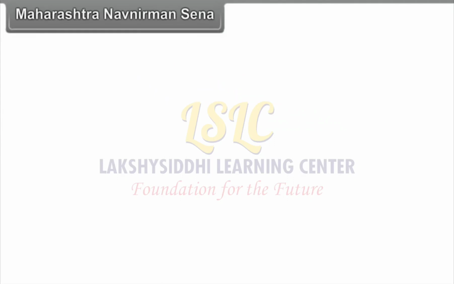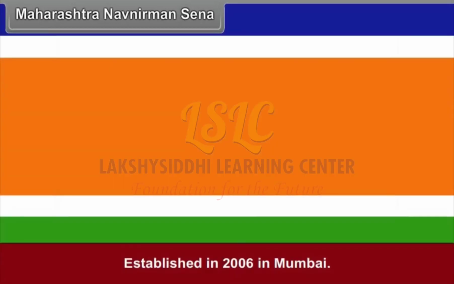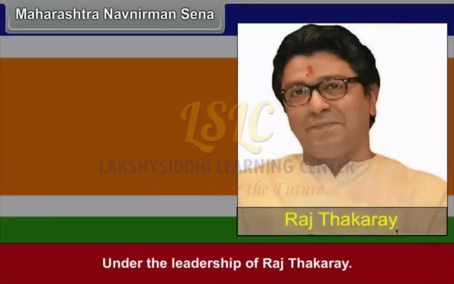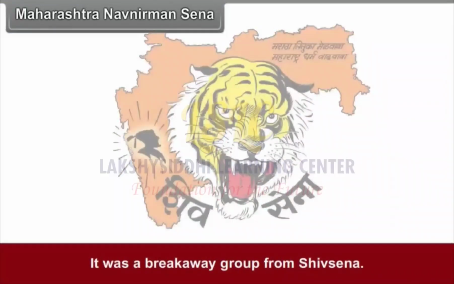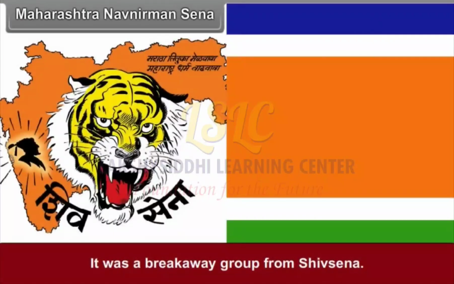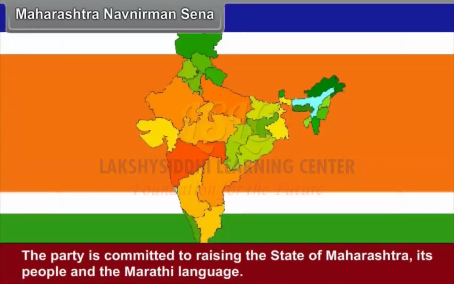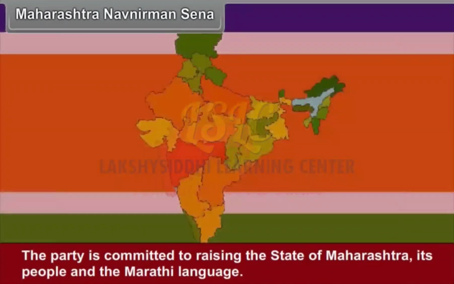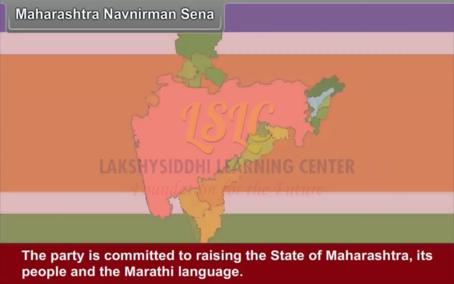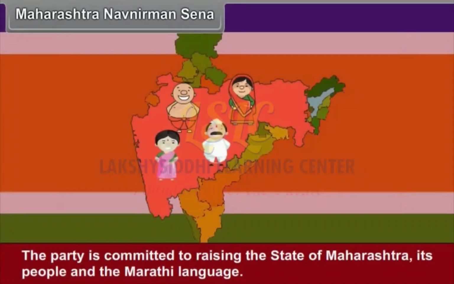Maharashtra Navnirman Sena. Established in 2006 in Mumbai, under the leadership of Raj Thackeray. It was a breakaway group from Shiv Sena. The party is committed to raising the state of Maharashtra, its people and the Marathi language.